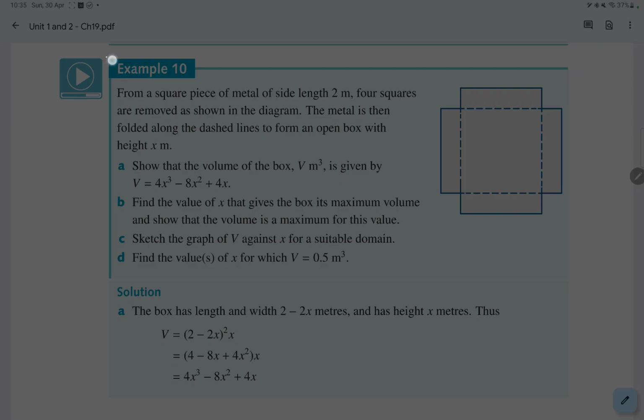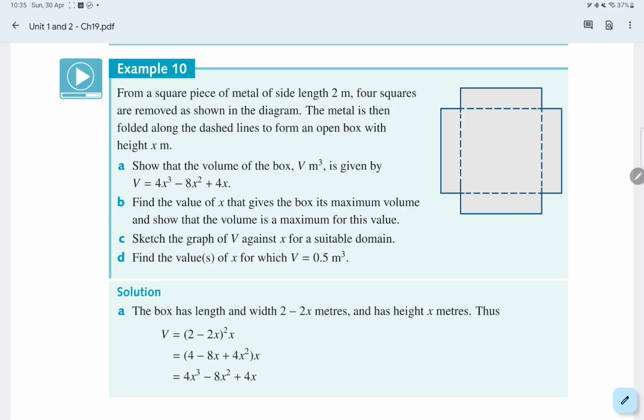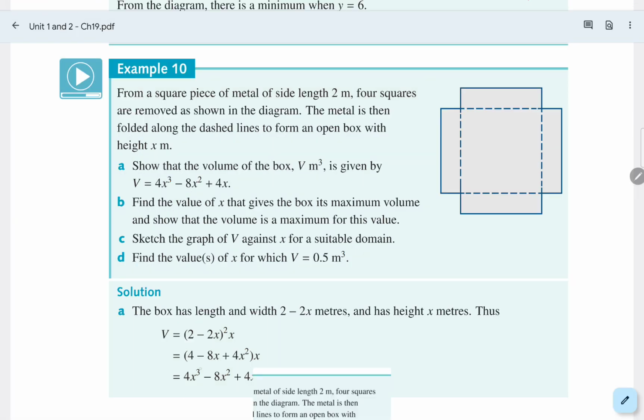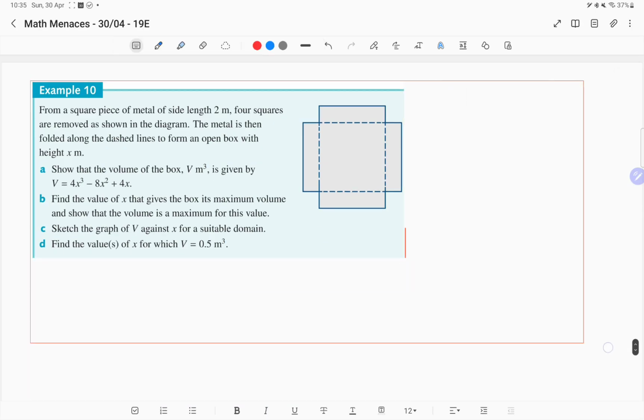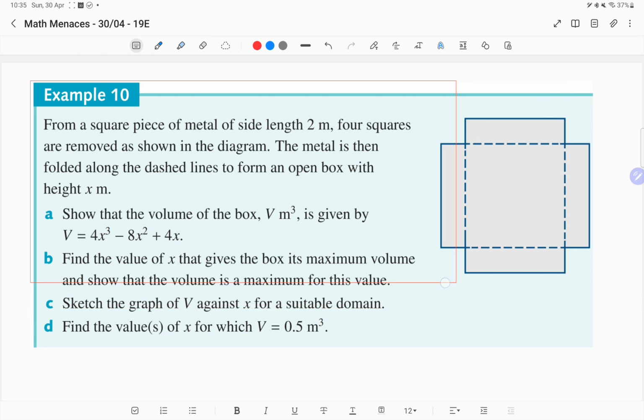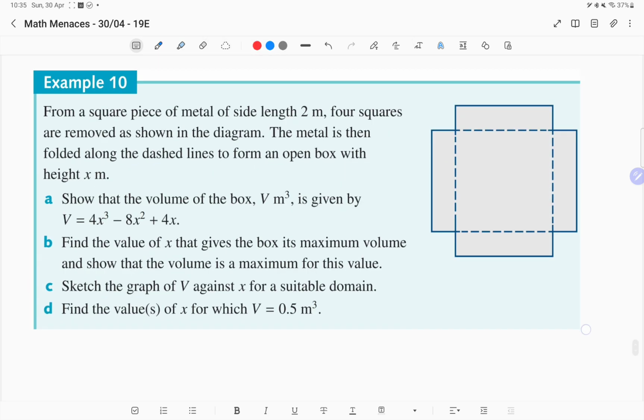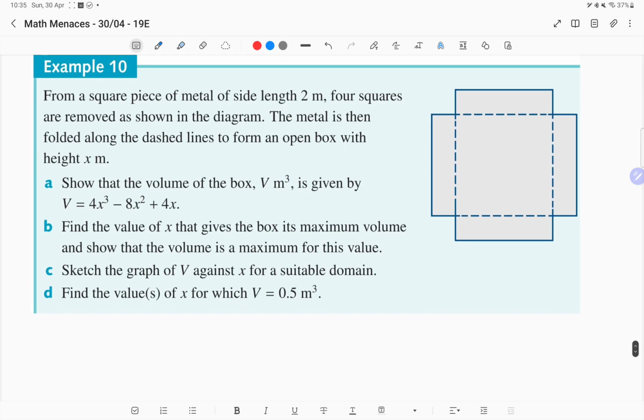All right, let's have a look at example 10. Okay, so example 10 is a very common application question that you would see in the exam. It will be as long as this one and it will be as easy as this one when you actually know how to do it.